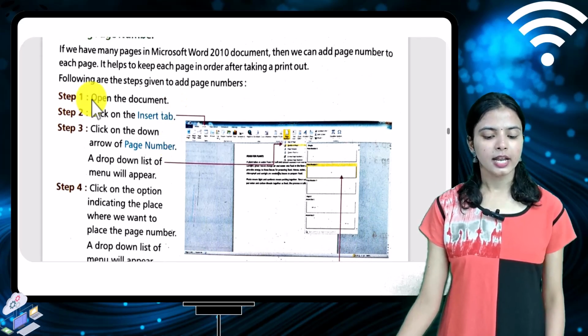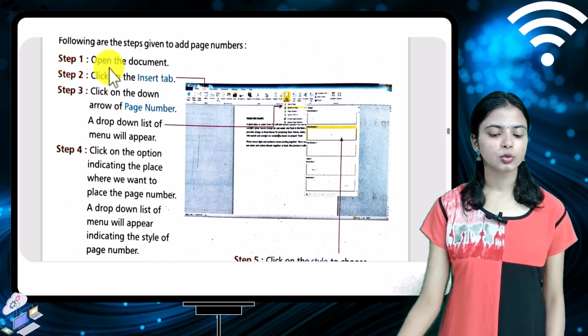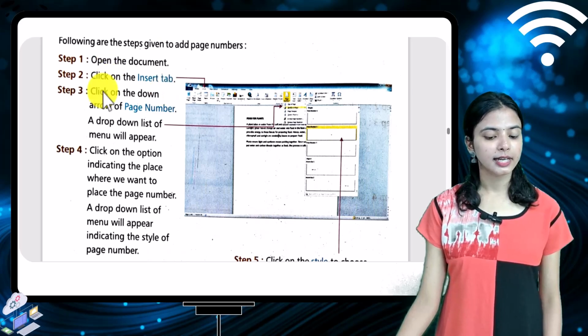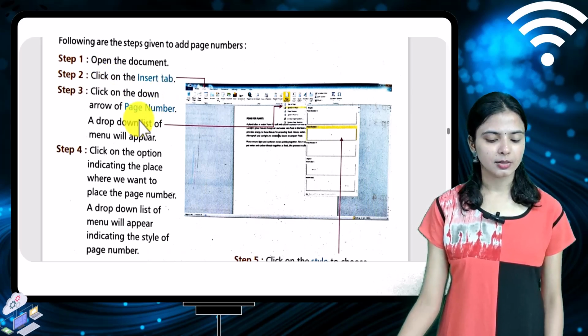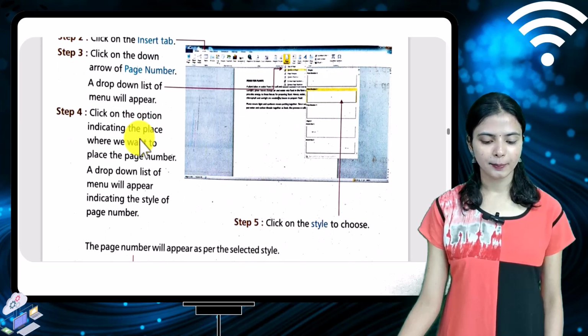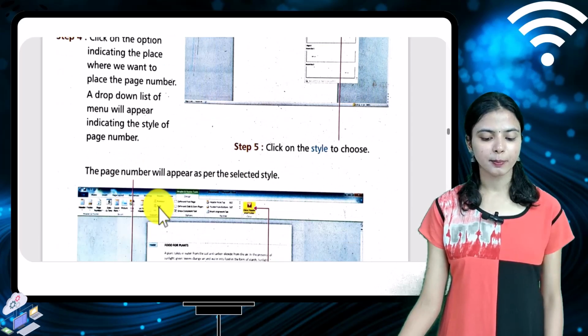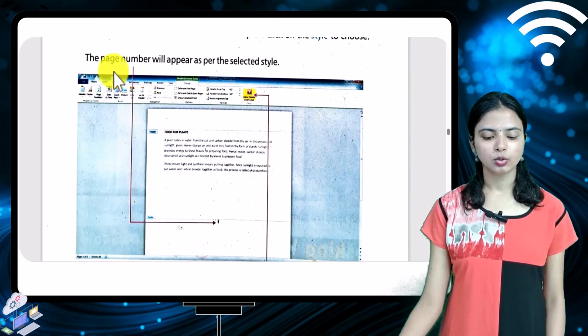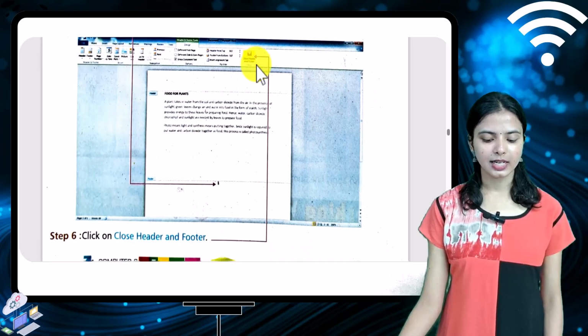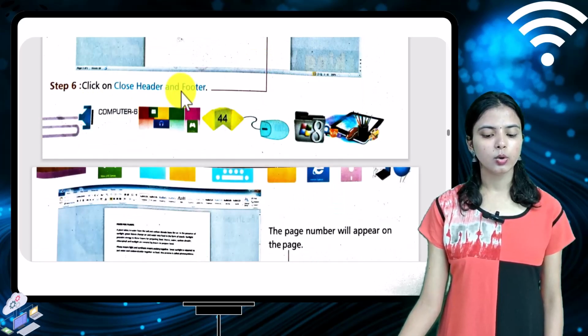Okay students, now following are the steps given to add page numbers. So first of all, you have to open the document, click on the insert tab, click on the down arrow of the page number. Okay, a drop down list menu will appear. Click on the option indicating the place where you want to place the page number. A drop down list menu will appear indicating the styles of the page number. Okay, and click on the style to choose. The page number will appear as per the selected style. Okay, click on close header and footer.